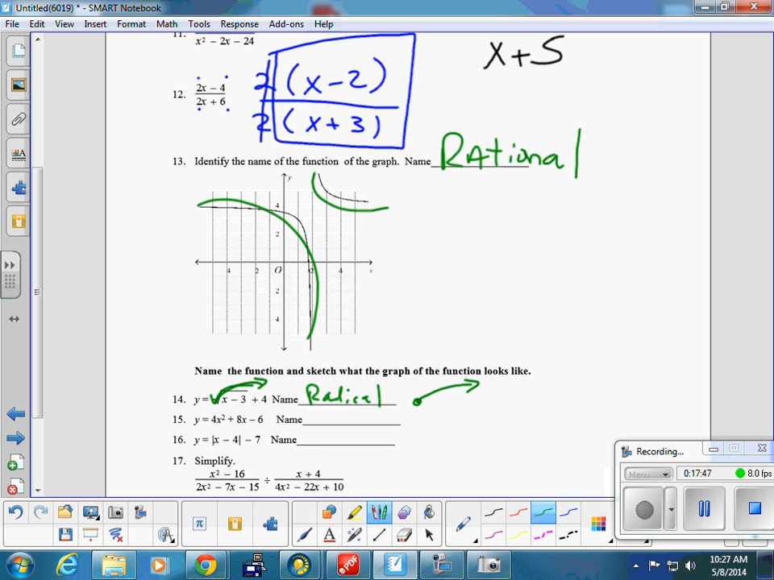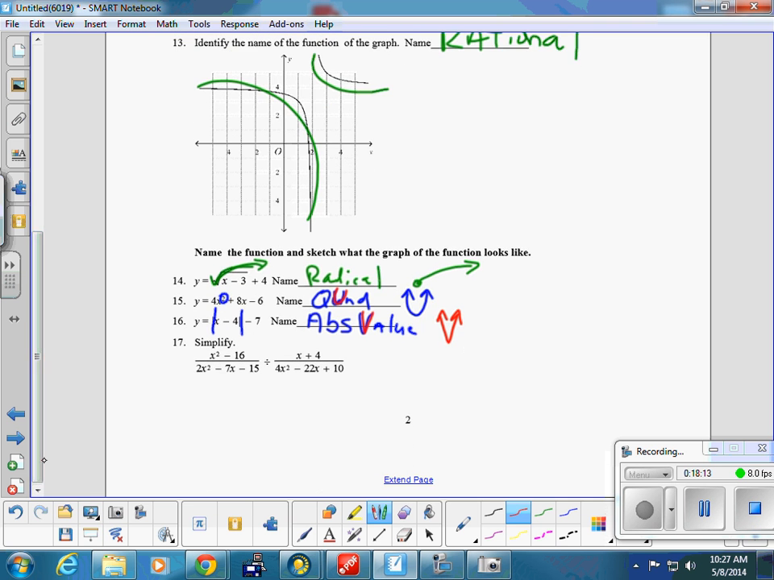Okay, this is a quadratic. It's squared, and we know because there's a U here, we have a happy face parabola. The next one has an absolute value sign in it. We call that absolute value. And we know the shape is a V because there's a V in value, just like there's a U in quadratic. Okay, moving on to the last question on the practice quiz.